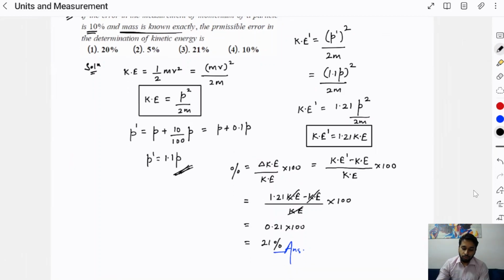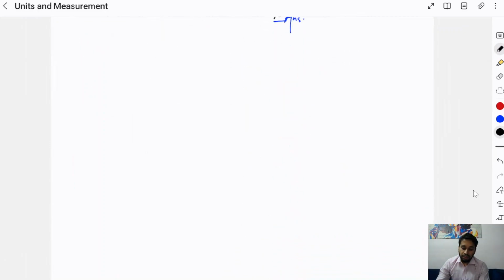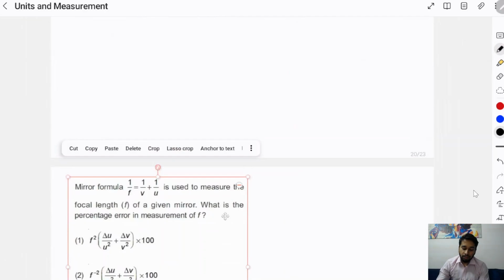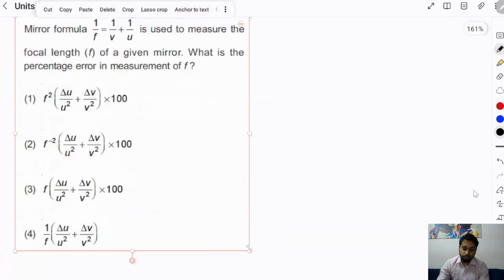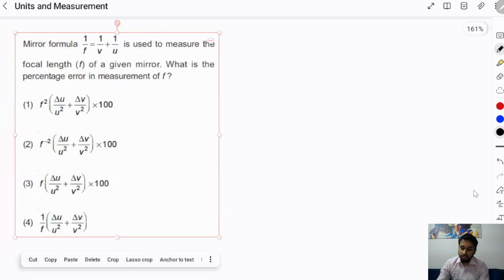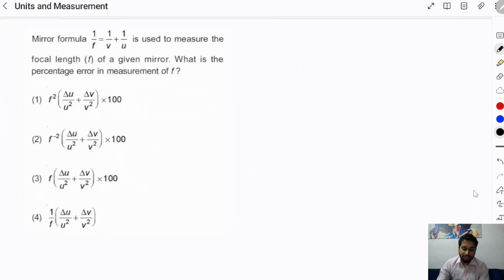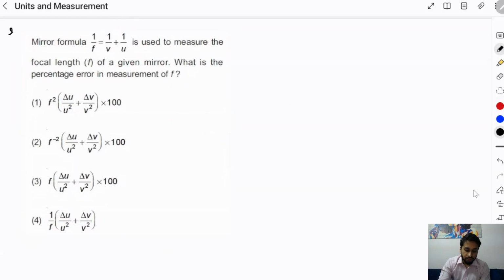Now we'll go for the next part, right? Next we have one more type of question like this. Fine. A similar kind of question may also come in terms of resistance, because there also the relation is similar. Whatever concept will be applied here, the same concept will be applied for resistors in parallel. There also we have a similar relation.